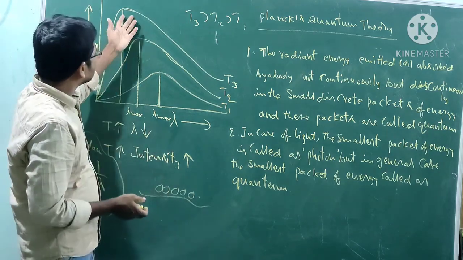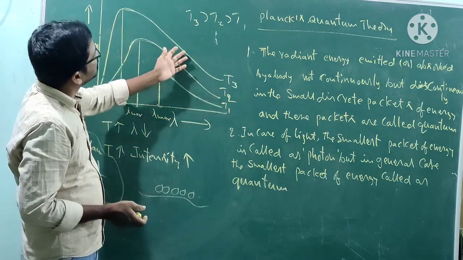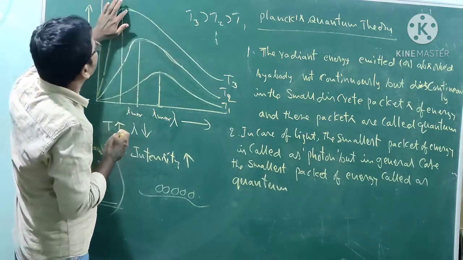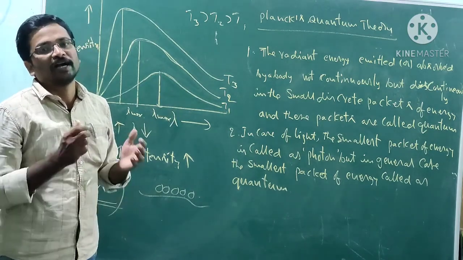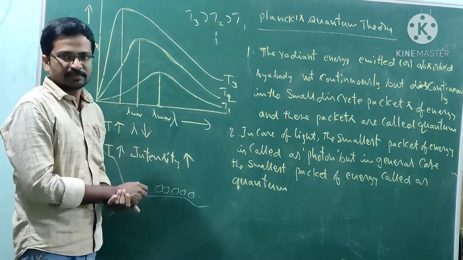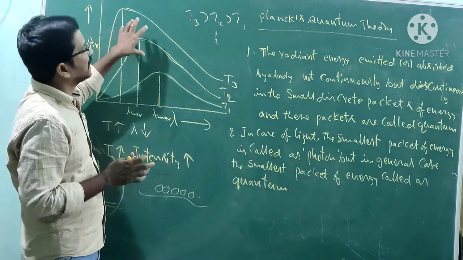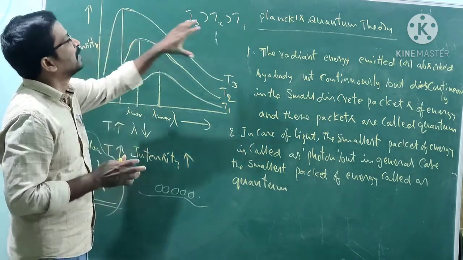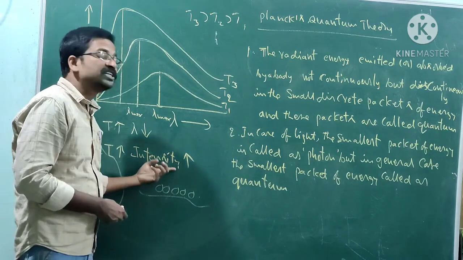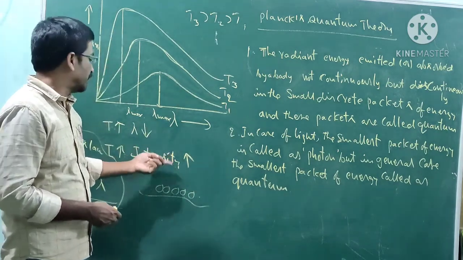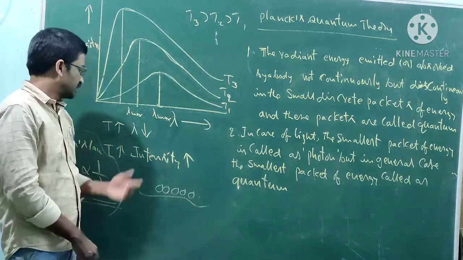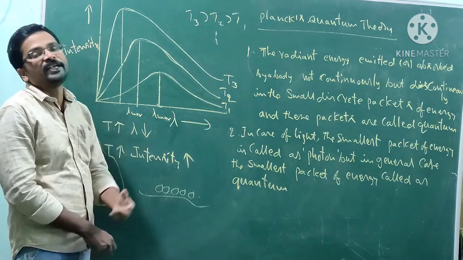This is the same thing. When you increase the temperature further, why is the intensity very high? Because the number of packets of energy increases and each packet's energy also increases, and then it sharply decreases. In this way, the practical data is explained by Planck quantum theory. We know that as temperature increases, the intensity of emitted or absorbed radiation also increases, and lambda decreases.